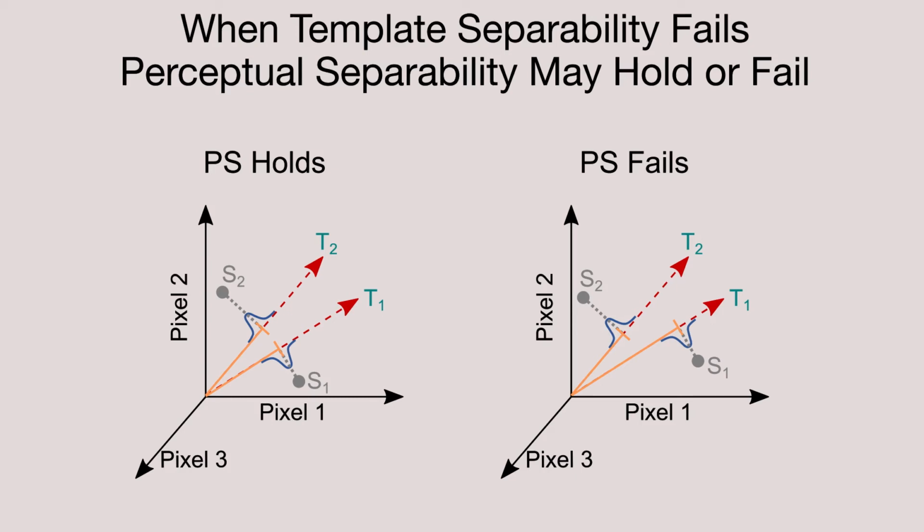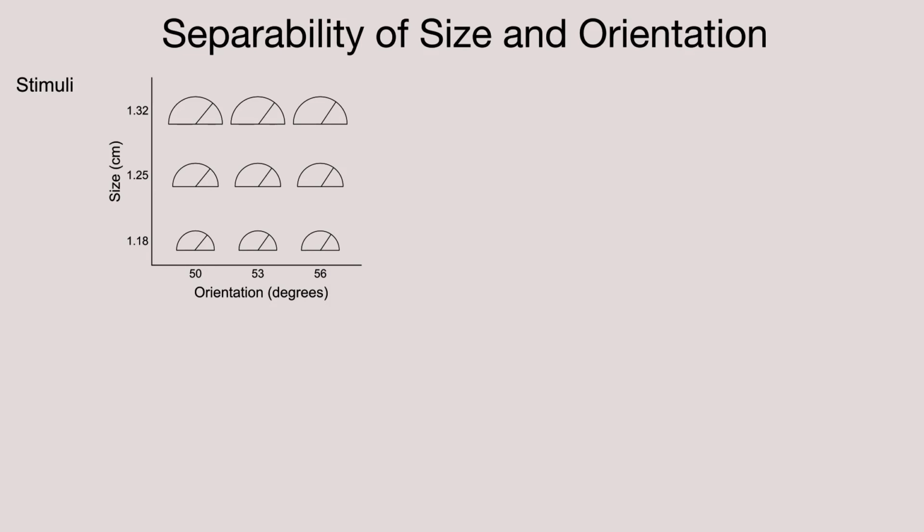In the rest of this talk, we will cover some examples of such applications. First, this framework can explain a rather puzzling finding in the previous literature on separability of orientation and size. In 1991, Ashby and Lee reported the results of a study in which people were trained to identify stimuli that varied in size of a semicircle and orientation of its radius.